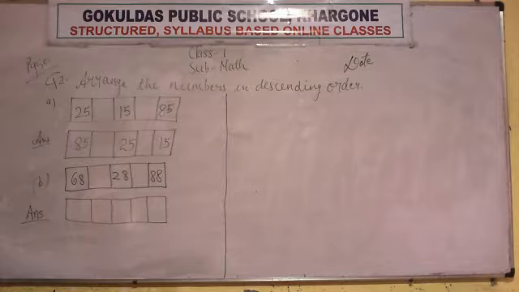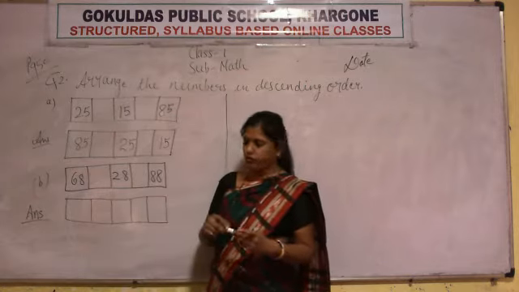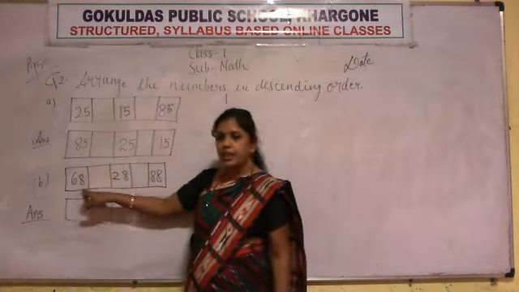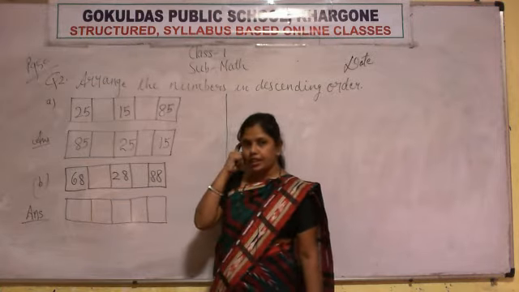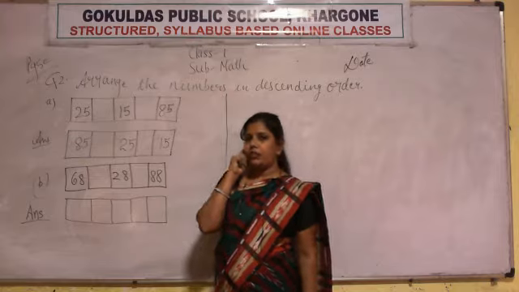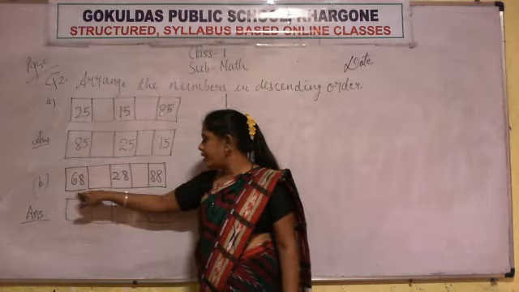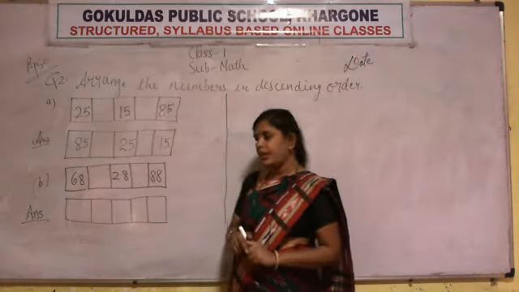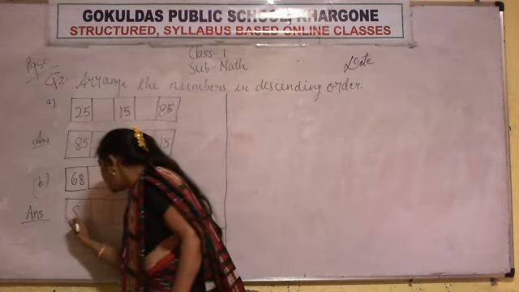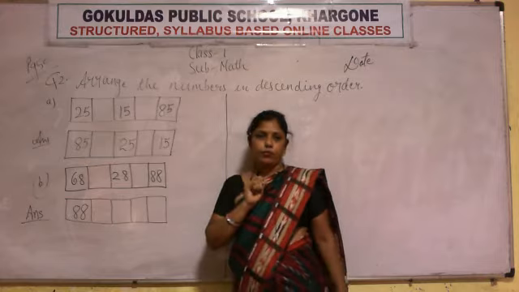So what is our first step? To read the numbers. So once again read the numbers: 68, 28 and 88. Now identify the largest number, the biggest number. Which is the biggest number among these three numbers? The biggest number is 88. So the first place is taken by the biggest number, that is 88.